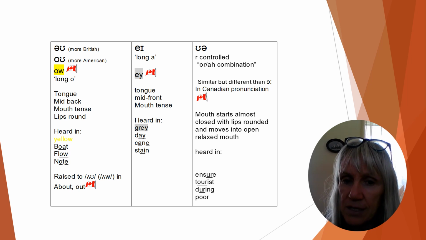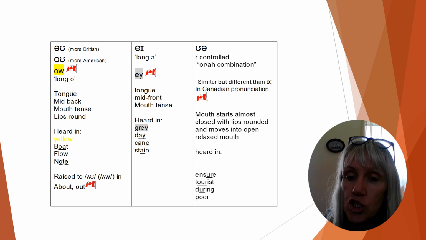Watch my mouth as I say these words. In shore, so I'm hearing or and ah together. Tourist, during, pour.